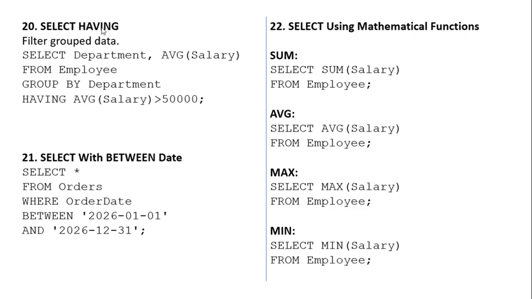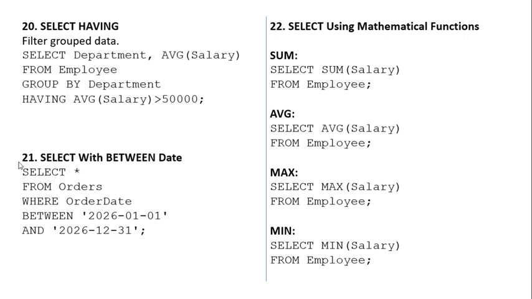Number 20 is SELECT with HAVING, to filter the grouped data. Select department, AVG(salary), the average salary, from employee group by department having AVG(salary) greater than 50,000; semicolon. So the departments with average salary above 50,000 are given, department-wise.